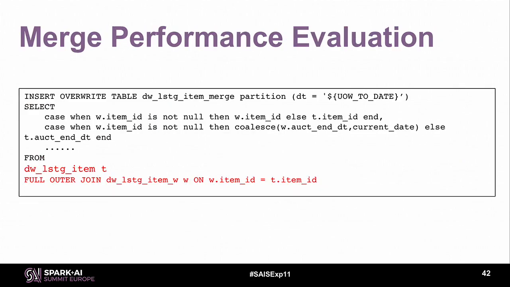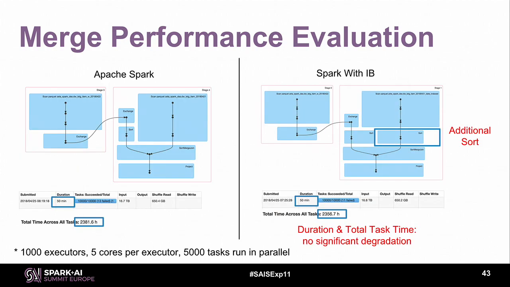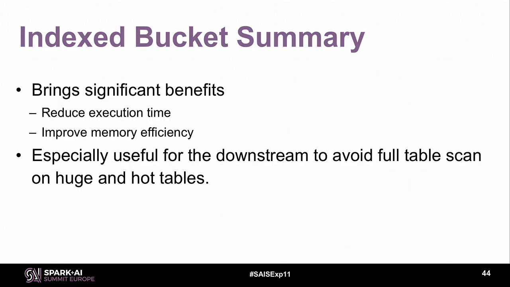As we discussed before, this is a big performance improvement for downstream queries. So what is the impact on the merge step? We use a full outer join to join the incremental data through item ID to merge. As mentioned before, we know that DW listing item is already bucketed by item ID, so this huge table will not do shuffle. Let's compare the execution plan. The table with the indexed bucket feature has one additional sort, but this step is negligible for overall performance.